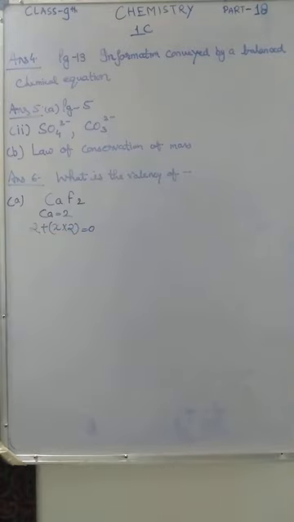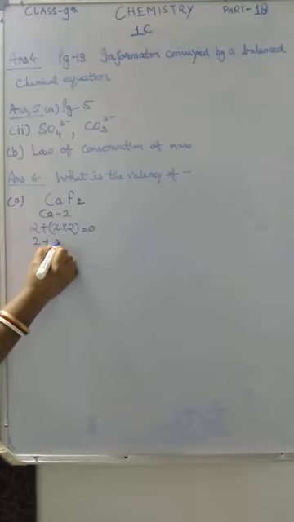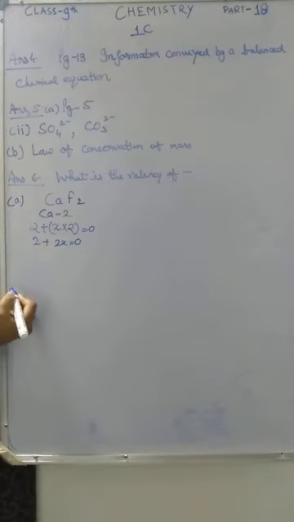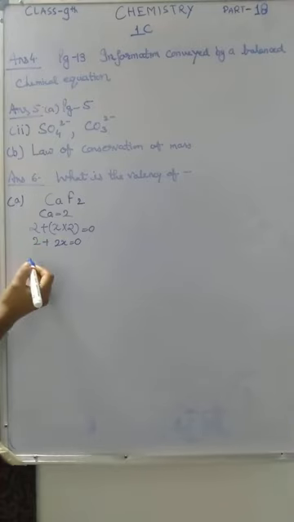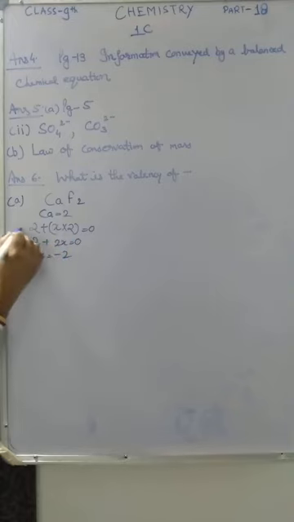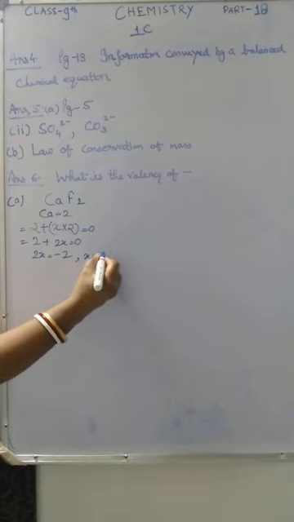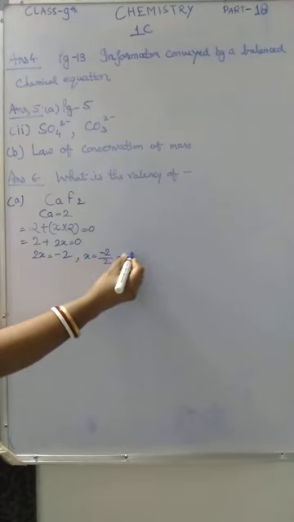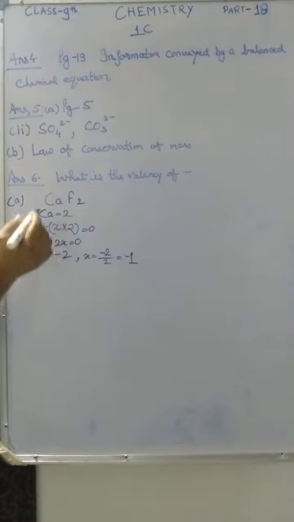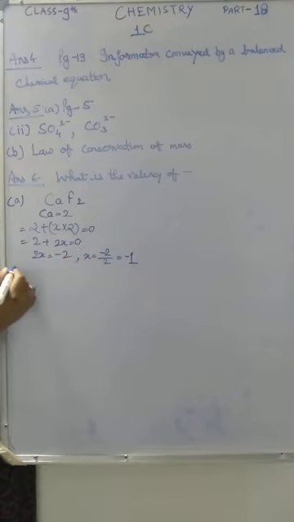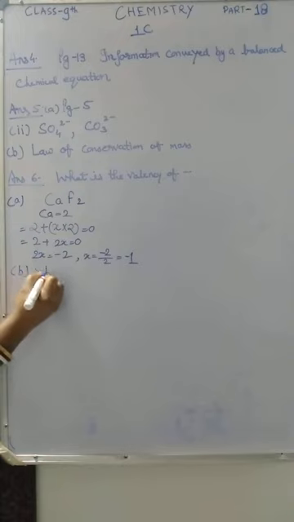Just to make an equation. So it will be 2 plus 2x is equal to 0. So 2x is equal to, when 2 will go that side it will be minus 2. So x is equal to minus 2 upon 2 is equal to minus 1. So your answer is minus 1. The valency of fluorine in CaF2 is minus 1. Now part B. You have to find out the valency of sulfur in SF6.